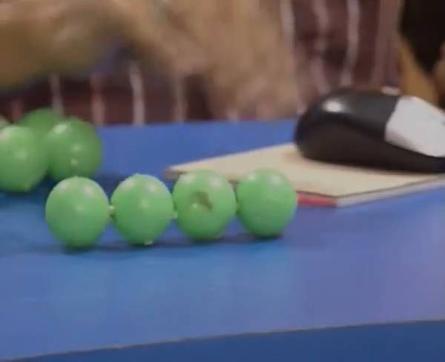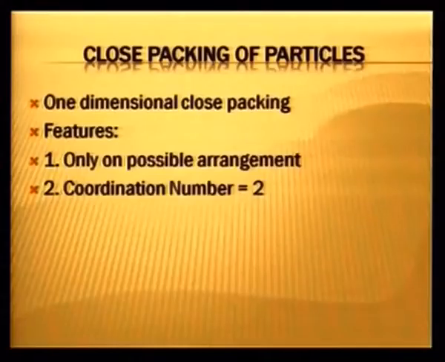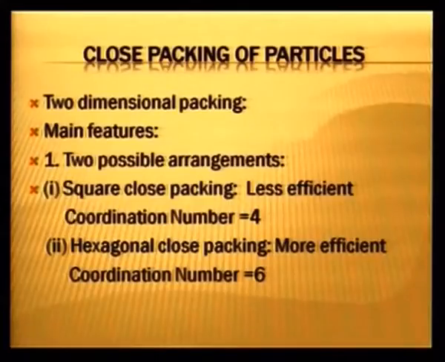So, main features of the one dimensional packing are, there is only one possible arrangement, no other arrangement is possible, and secondly, the coordination number, which is one dimensional coordination number, is only 2. So, these are the main features of one dimensional packing. Now, come to two dimensional packing of particles.